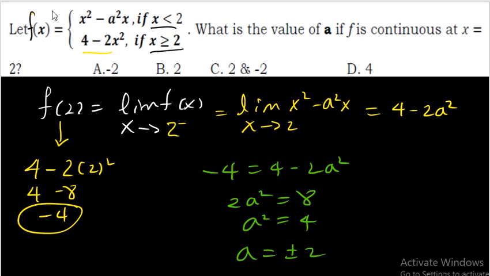So possibly a has 2 values. The answer should be C.